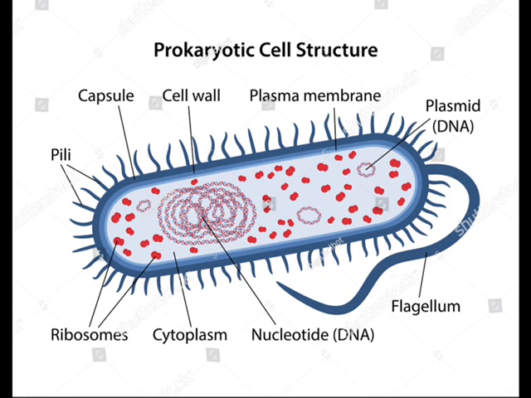Prokaryotic cells. Alright, this is a typical bacterial cell, and let's talk about some of the features of this prokaryotic cell structure. Let's start with the capsule. The function of the capsule is protection from being ingested by white blood cells whenever bacterial cells invade a human being. The white blood cell would like to phagocytose the bacterial cell, so this capsule serves as protection for bacteria.